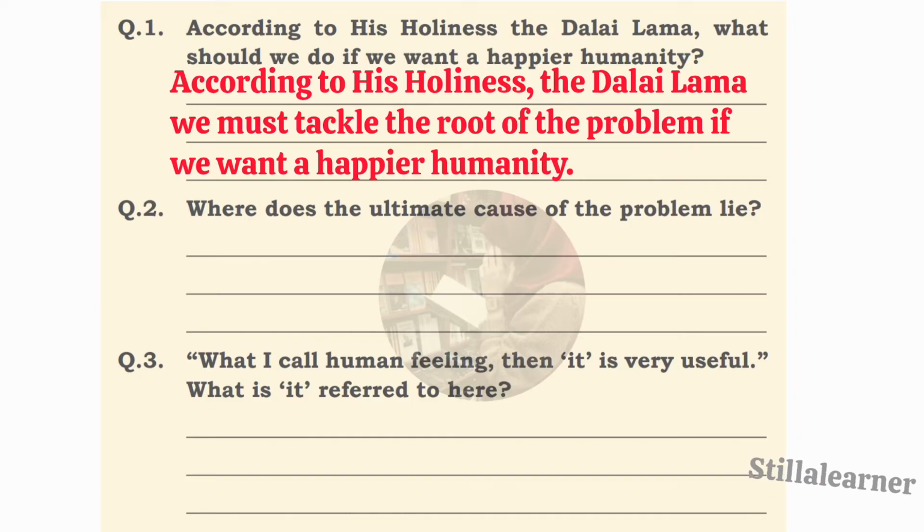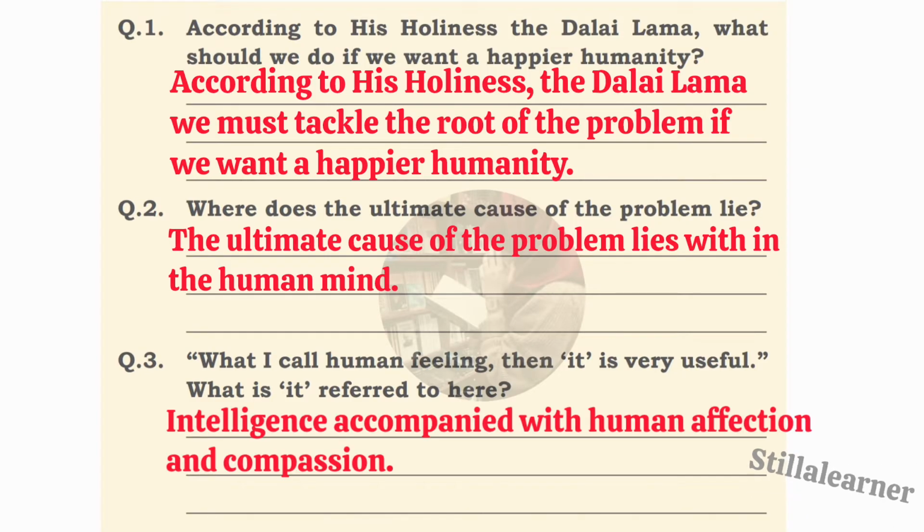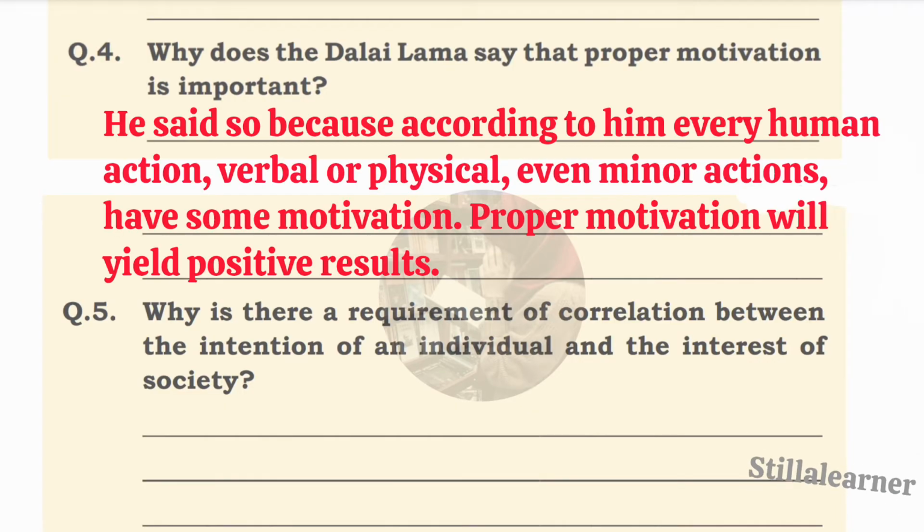Second question: where does the ultimate cause of the problem lie? Answer: the ultimate cause of the problem lies within the human mind. Third question: what does he call human feeling, which is very useful? What is it referred to here? Answer: intelligence accompanied with human affection and compassion. Let's see the fourth question, which is, why does the Dalai Lama say that proper motivation is important? Answer: he said so because according to him, every human action, verbal or physical, even minor actions have some motivation.